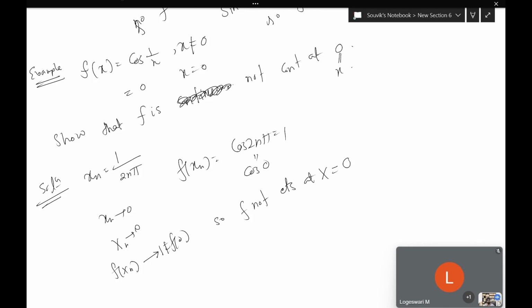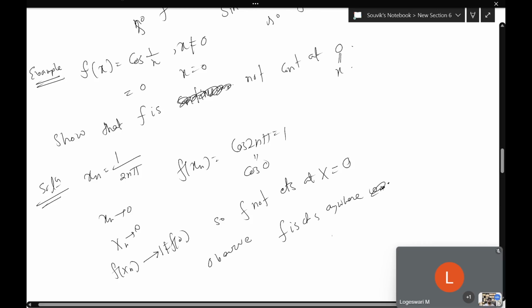But observe one thing: except at the point 0, f is continuous anywhere. Why? Because cos is continuous, and 1/x is continuous for all x not equal to 0.